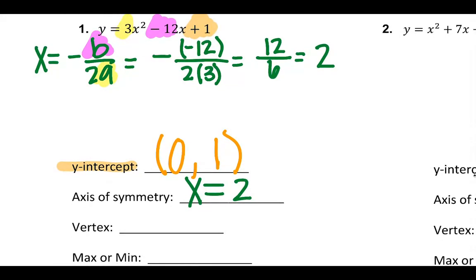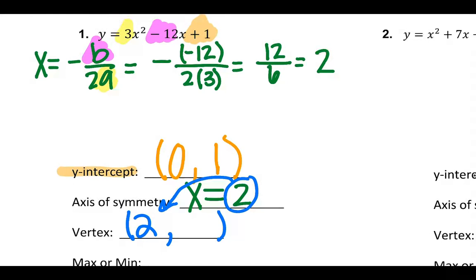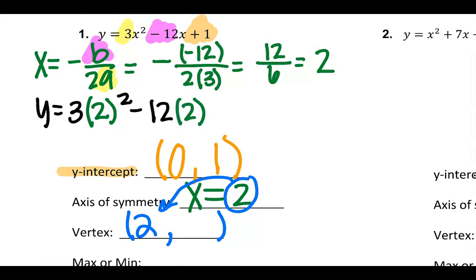Vertex. So to get your vertex, this first number comes from here. The second number, you're going to plug 2 into your formula. So remember we had y equals 3x squared minus 12x plus 1. Now I'm plugging the 2 in for x: 3 times 2 squared minus 12 times 2 plus 1.